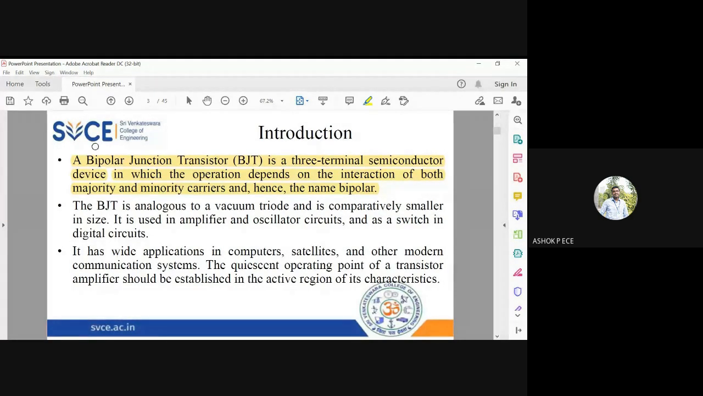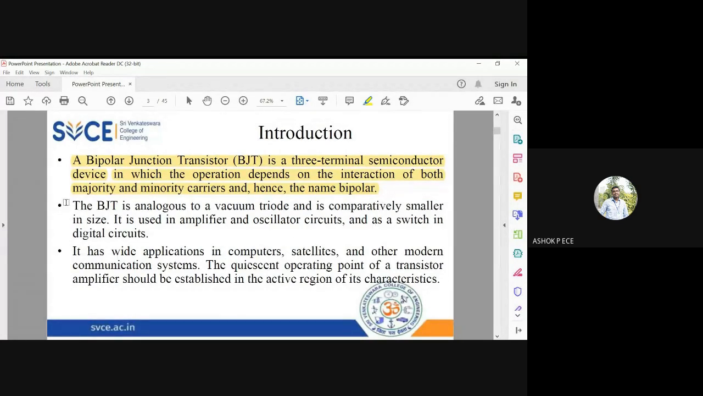So the BJT is called bipolar because it involves both majority and minority carriers, and it has two PN junctions. So it is a junction transistor and it's a three-terminal device. So it's a three-terminal, two-junction bipolar device, to make it short and sweet.